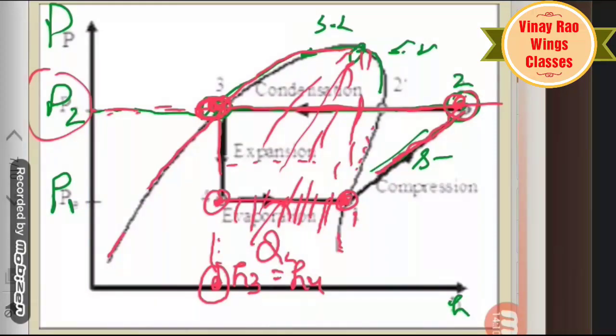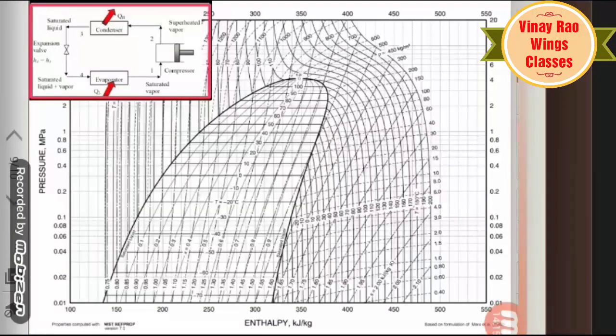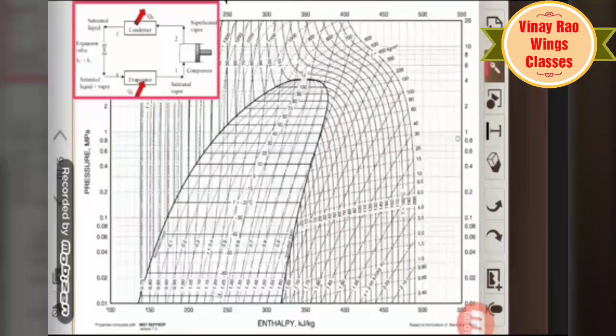I will again explain this with my basic diagram. This is a PH diagram, for R12 refrigerant. I am taking the example of R12 refrigerant. There are two pressure lines, P1 and P2. We are assuming 0.06 bar for pressure P1, and the other pressure is 1 bar.